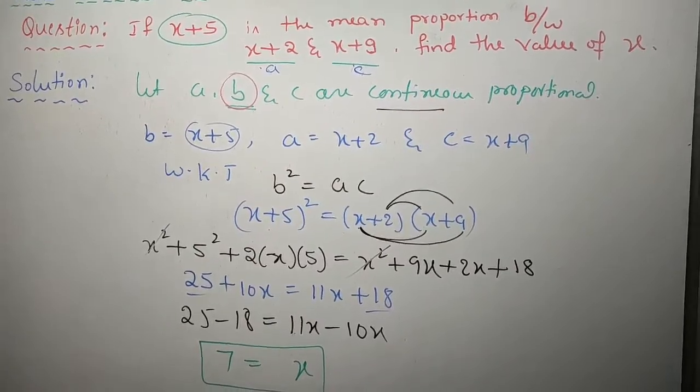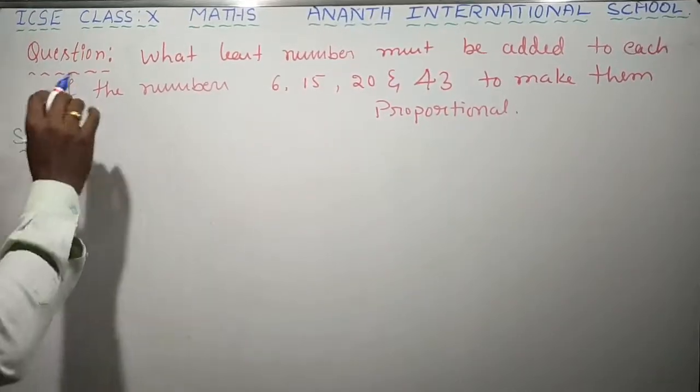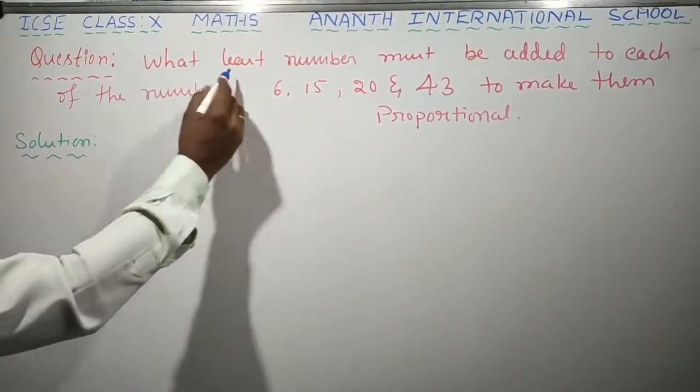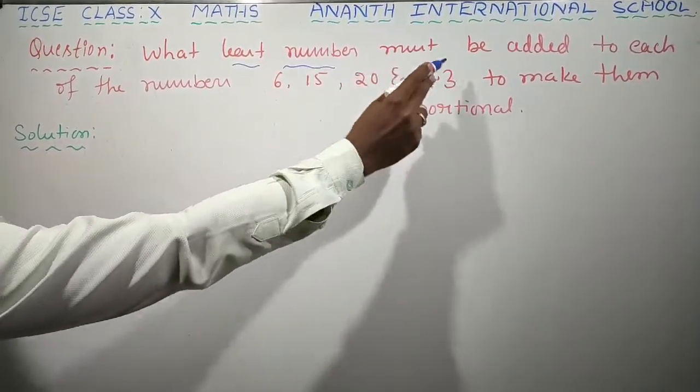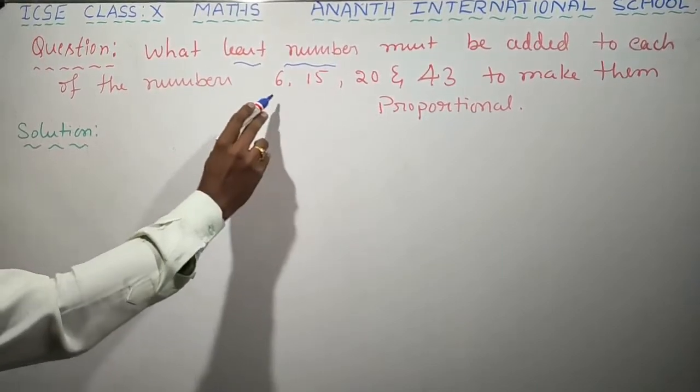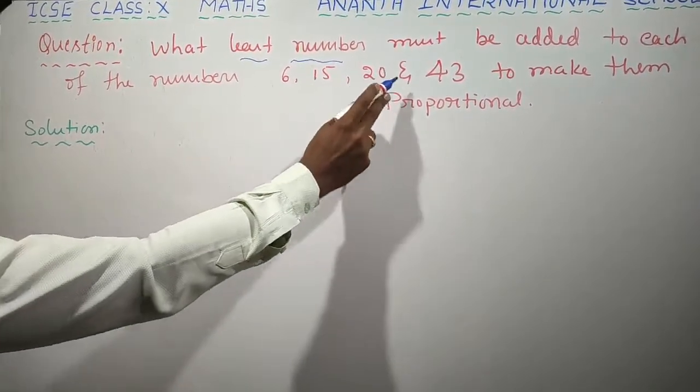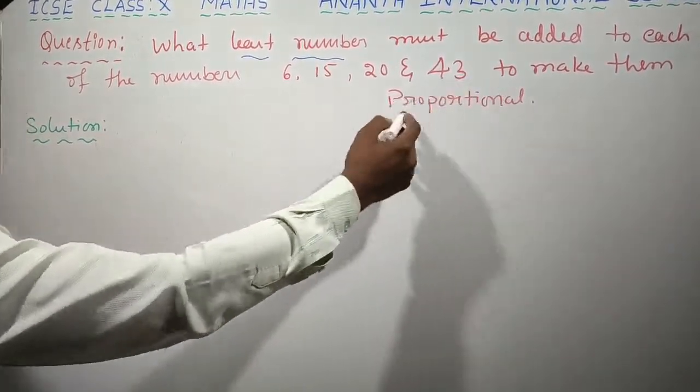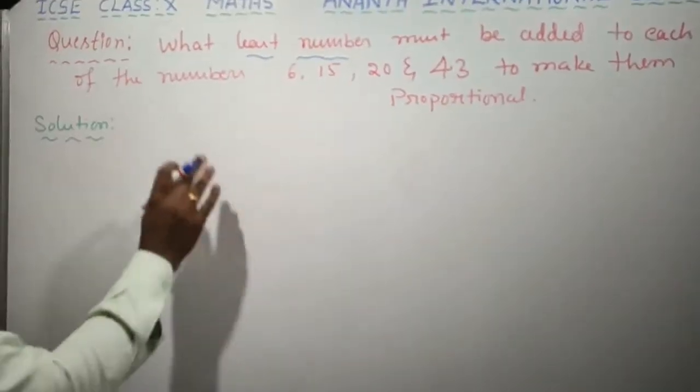I'll continue with one more problem. Dear children, one more problem. What least number must be added to each of the numbers 6, 15, 20 and 43 to make them proportional? Dear children, easy question.